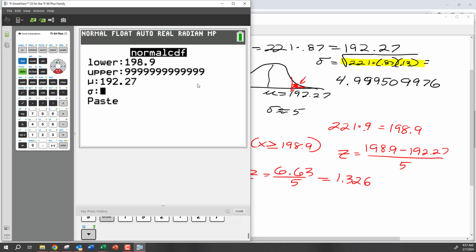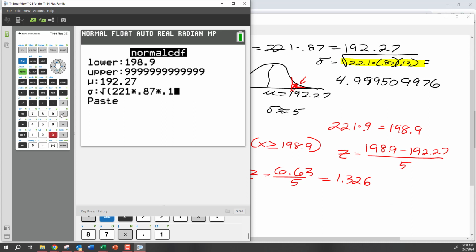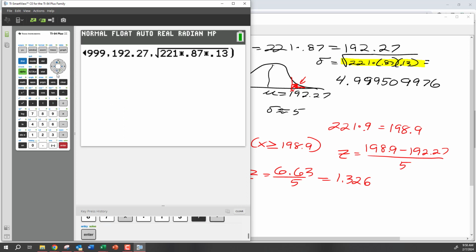And then the standard deviation, instead of putting in our approximation of 4.999, we can actually do the computation. We can put in square root of 221 times 0.87 times 0.13, close the parentheses, and then go down and paste it. And what it does, see, this is a fancier TI-84 Plus, then it pastes it inside it.